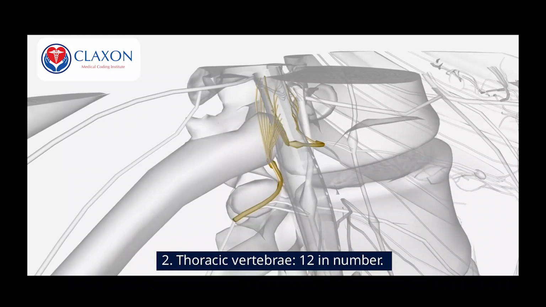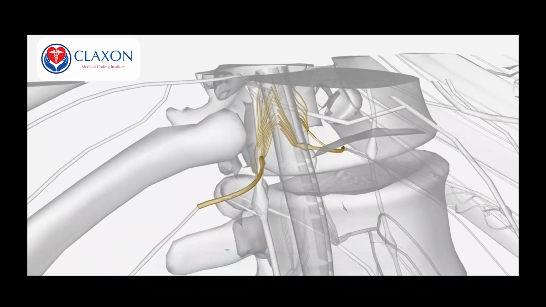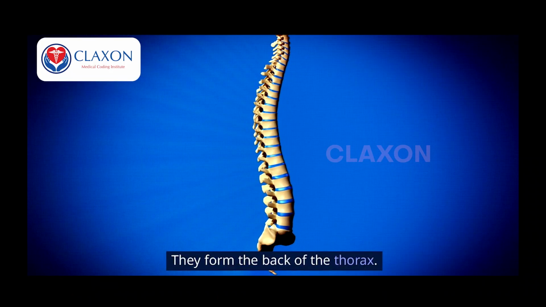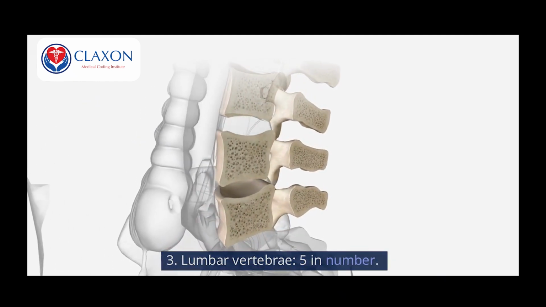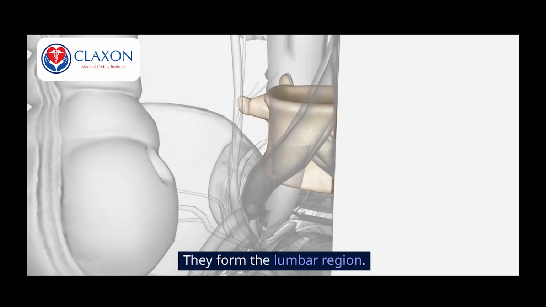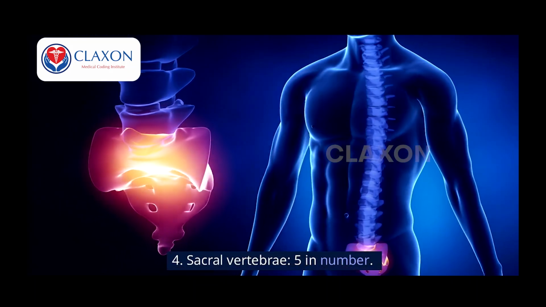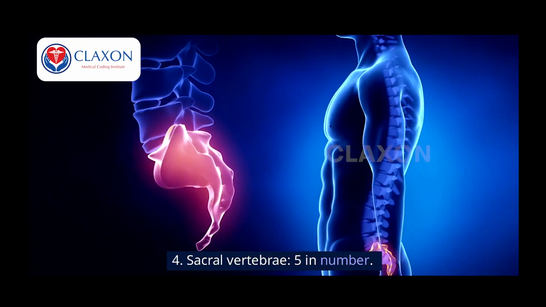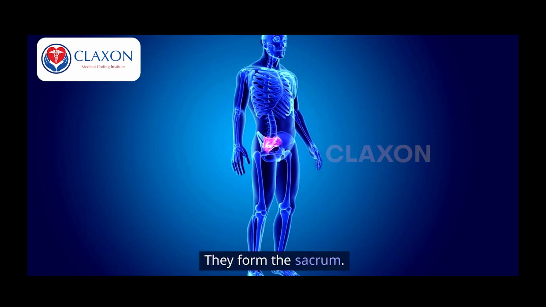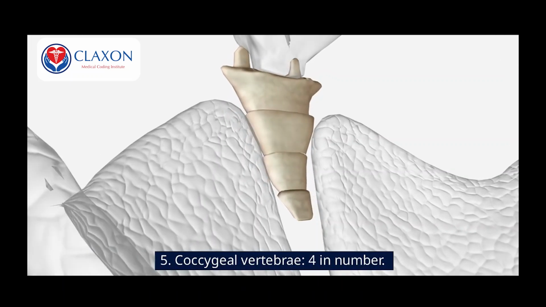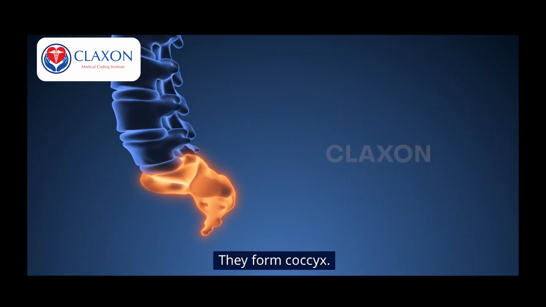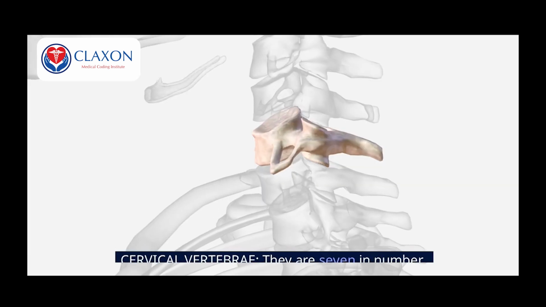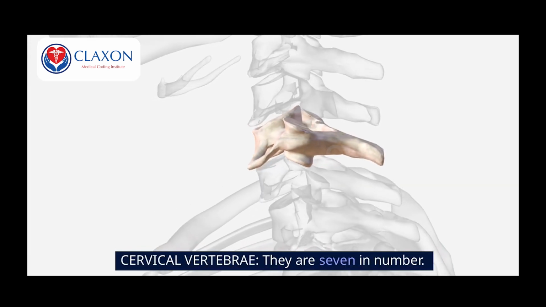2. Thoracic vertebrae, 12 in number. They form the back of the thorax. 3. Lumbar vertebrae, 5 in number. They form the lumbar region. 4. Sacral vertebrae, 5 in number. They form the sacrum. 5. Coccygeal vertebrae, 4 in number. They form the coccyx.